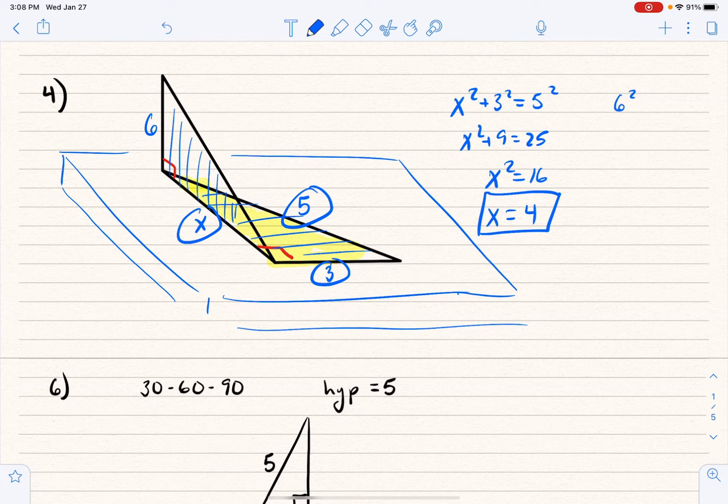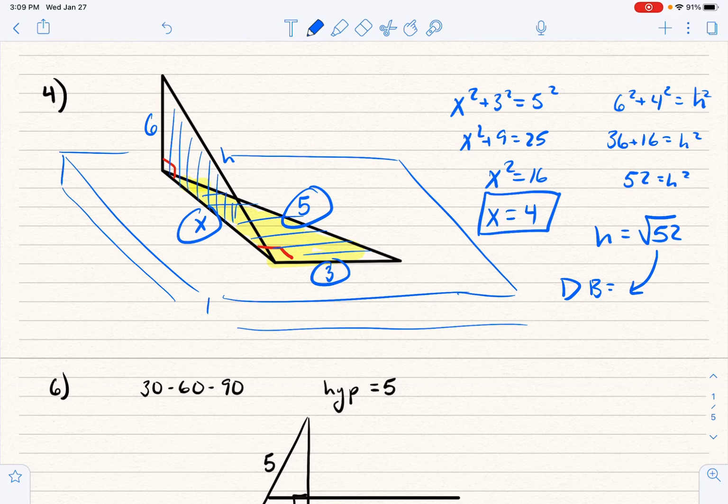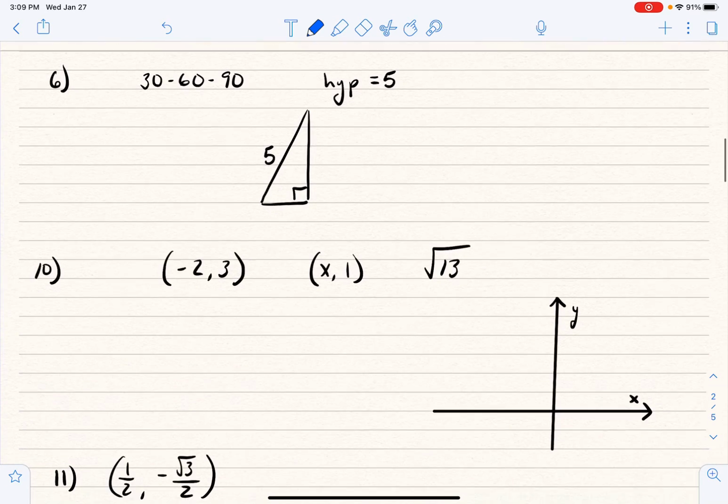Then the next one, you go, okay, so 6 squared plus 4 squared is equal to, we'll just call it h for hypotenuse, squared. And that means that 36 plus 16 is equal to h squared. That would be 52 is h squared, which would mean that that hypotenuse, or that length, I think it's DB, isn't that what it is? DB is equal to the square root of 52, okay? Easy.